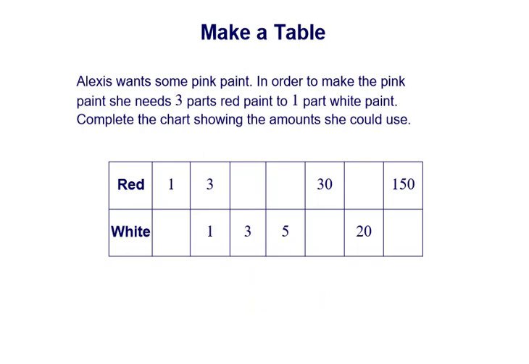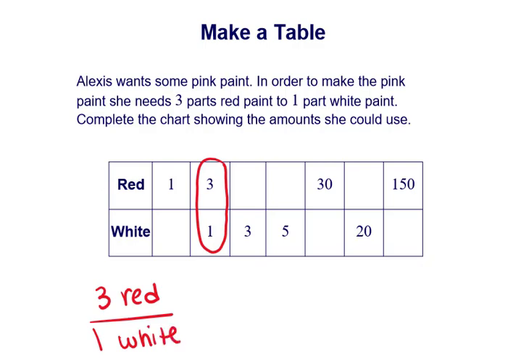So now here's an example where there are more values to fill in. Alexis wants some pink paint. In order to make the pink paint, she needs 3 parts red paint to 1 part white paint. So let's complete the chart showing the amounts she could use. The information we're given to first find the ratio is the second column, where we have 3 to 1. That gives us the ratio of 3 red parts to 1 white part, and we were told that information in the description above as well.